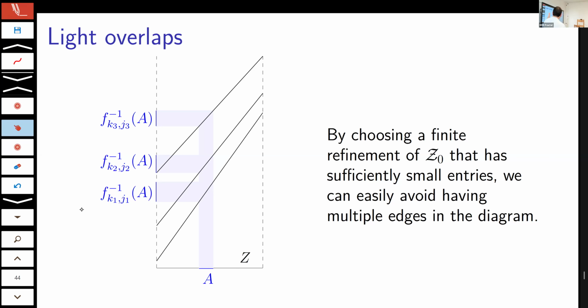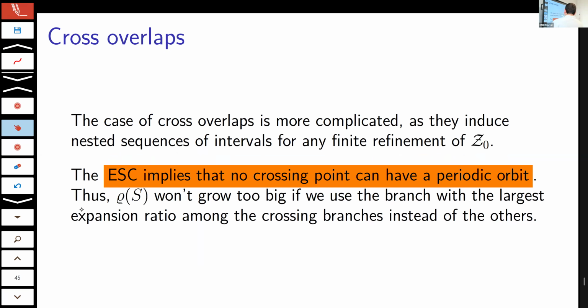So you actually have no overlapping in the system if you start with the right refinement. You have no problem, all the matrix entries are less than 1. If you have cross overlaps, then it's a bit more complicated to deal with. But we still have no problem because we have EFC, which implies that the crossing point where the different branches intersect, when the graph of those branches intersect, cannot have a periodic orbit. That's the only thing we need actually.